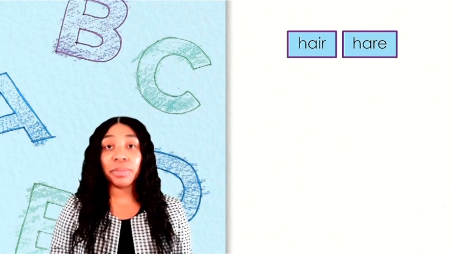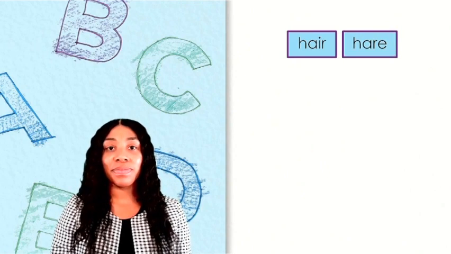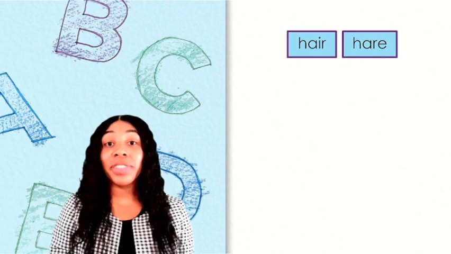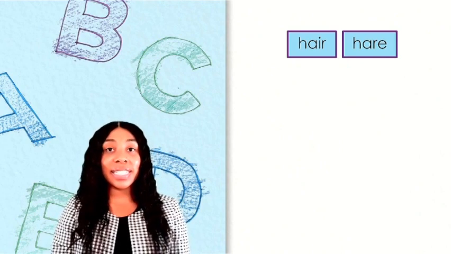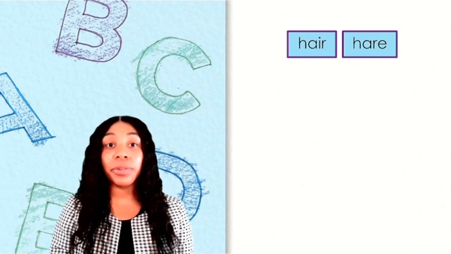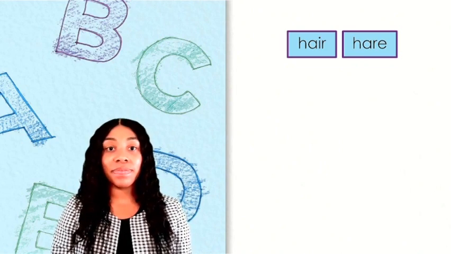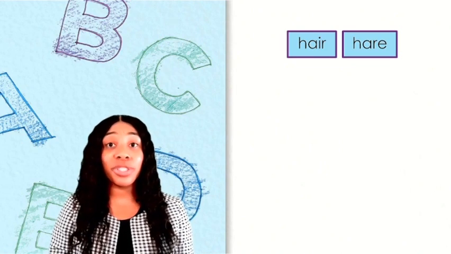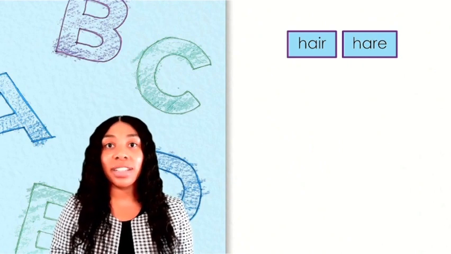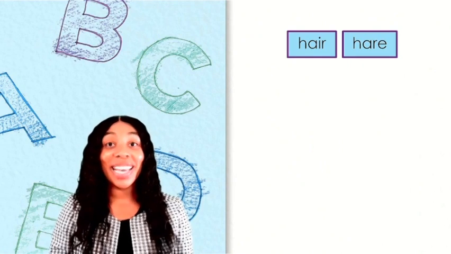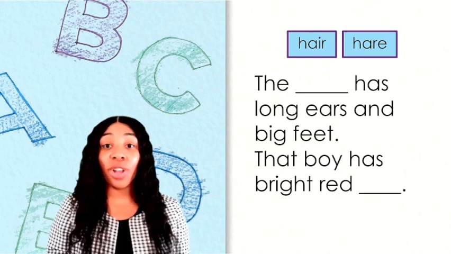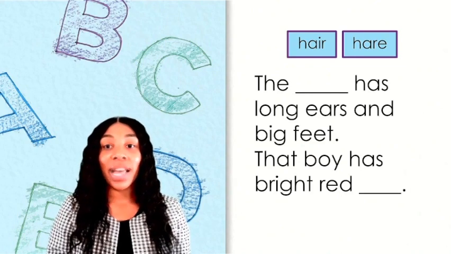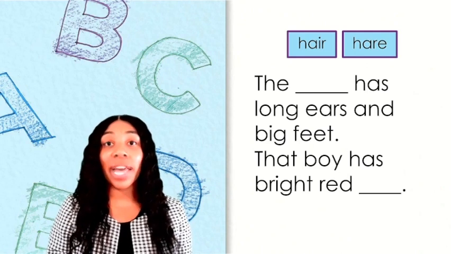What does this hare mean? Hare spelled this way is another word for a rabbit or bunny, like in this sentence. The hare hopped through the grassland. Now I want you to try to figure out which hair is going to go in the blanks. Here's our sentence. The blank has long ears and big feet. That boy has bright red blank.